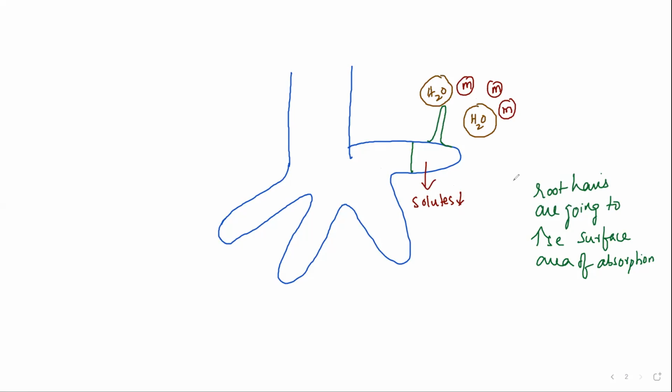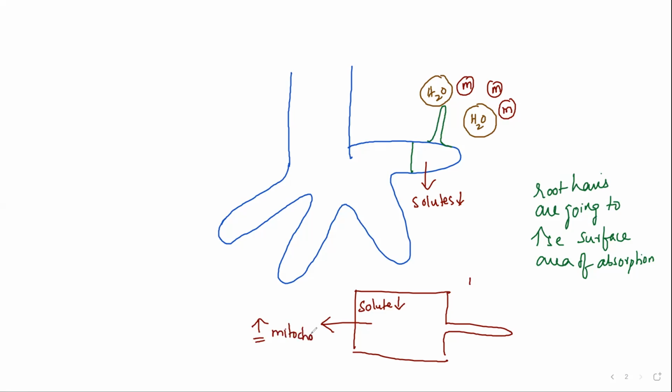So in order to build a gradient and to pull the water inside, what this cell is going to do is actively transport. Let me take this cell separately. This is a cell I'm drawing with the root hair, and it already has solutes in its cytoplasm, but the solute concentration is less. So now what the plant smartly does is actively transport. This cell is going to have a very good number of mitochondria which will be producing ATP molecules.